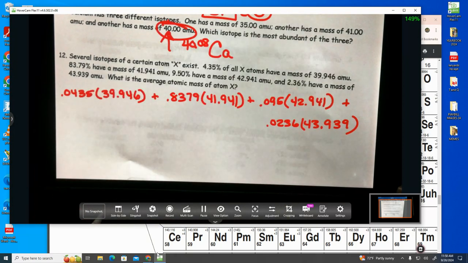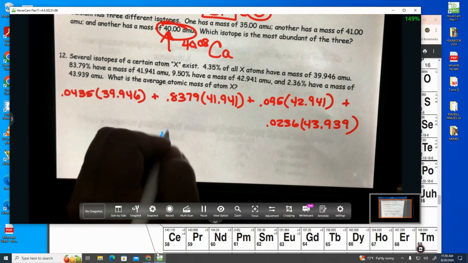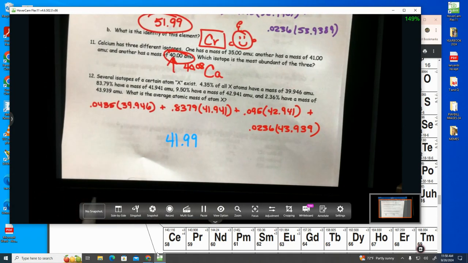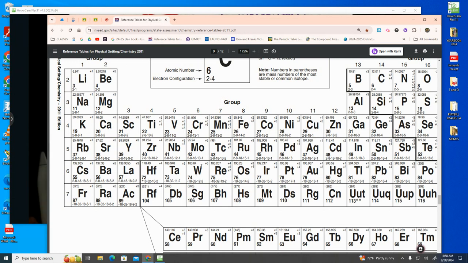Go ahead, Sophia. 41.99. We have a confirmation of that? Yes? And somebody else got that number? Okay. So let's go with it. It's 41.99. What element is it? It's not on here. So, we weren't? Oh. What is the average atomic mass of X?